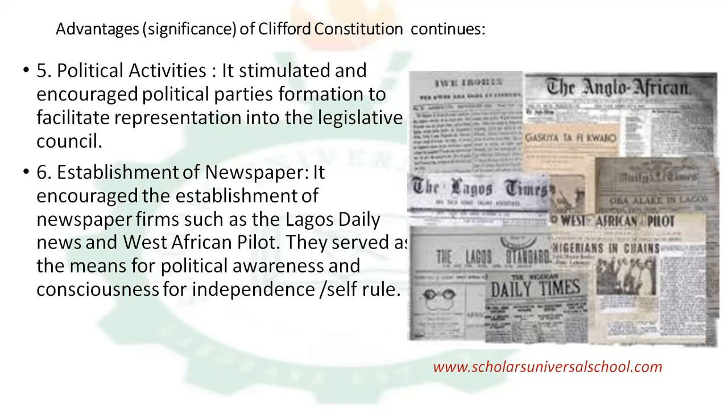They enlightened and educated people on how we can attain independence and rule ourselves, how we can elect our free representatives to represent us and be free from colonial masters or foreign rule in the country. The picture you are looking at here is a picture of the newspapers that we had then, the likes of West African Pilot, Daily Times, and all others in West Africa.